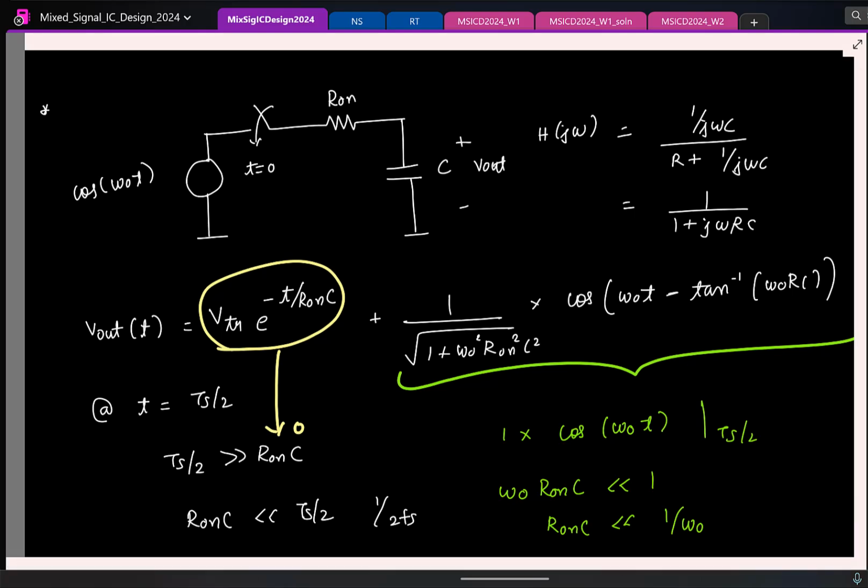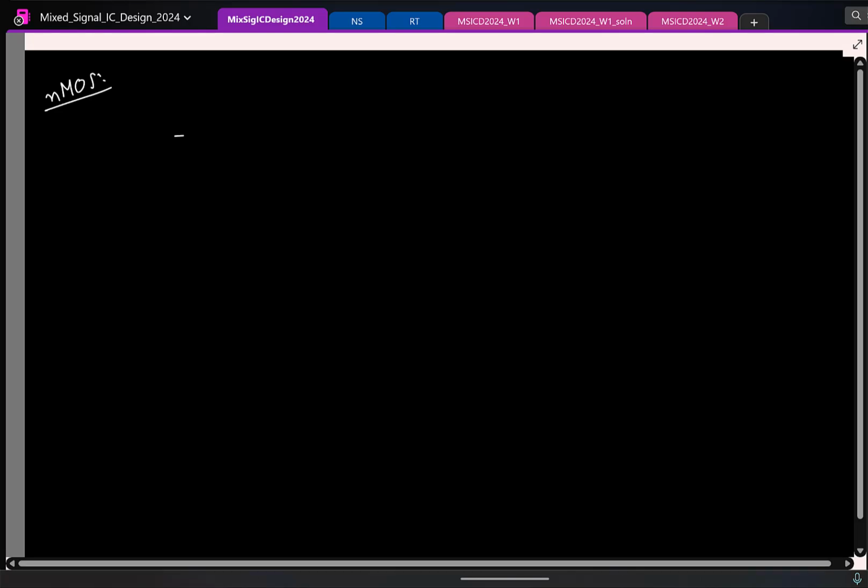Okay, so this is how you have to choose. Now let's quickly look at a MOSFET and then we'll wrap up. Let's look at an nMOS. I'm sure everyone knows the transistor, at least the IV relation. So this is a simple MOS switch.